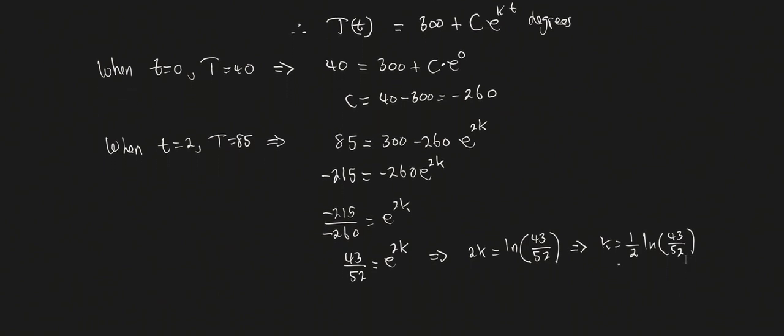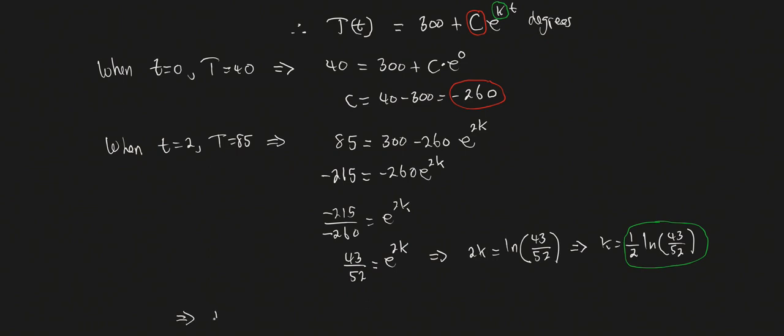Okay, so now that we have the constants, I'm going to plug these constants back in. So I am going to take my negative 260 and plug it there. And then I'm going to take my 1/2 ln of 43 over 52 and plug it right there. And we're going to use some nice properties of exponents because we should be able to, right? Because we're going to have an e and an ln. We just have to use our properties carefully.